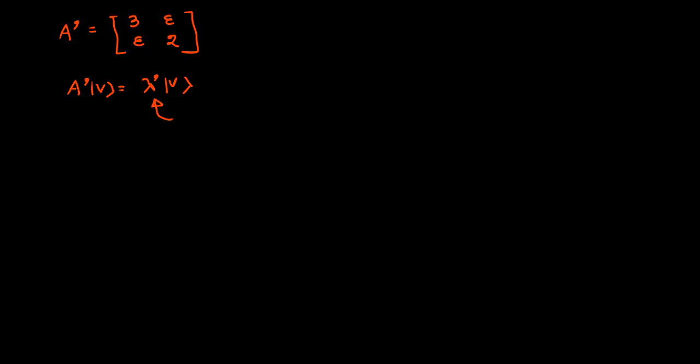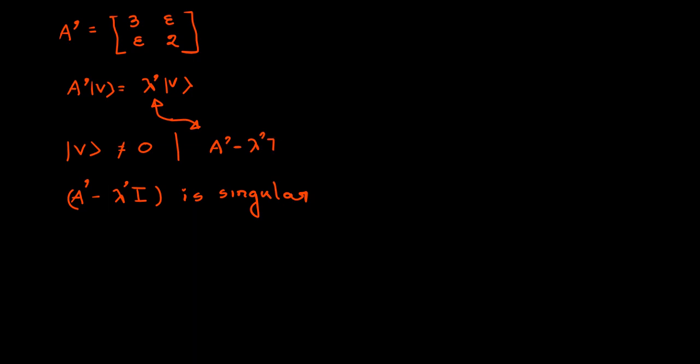So that means that if the state is non-zero, then this matrix, A minus lambda I, or A prime minus lambda I prime, is singular. Why? Because as you can easily see, this thing can be written in different forms. I can write it as A prime minus lambda prime I, and then I can have the state V here, which is equal to 0. For this particular object to be singular, the determinant should be 0. So this is the normal known fact about finding eigenvalues and eigenstates.